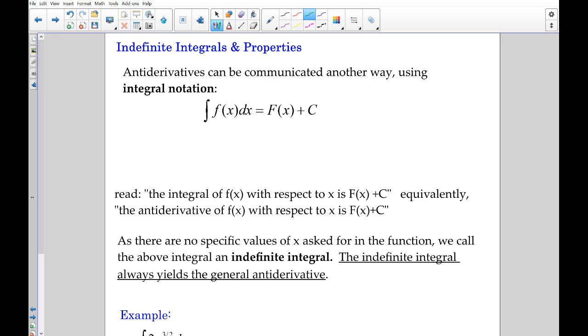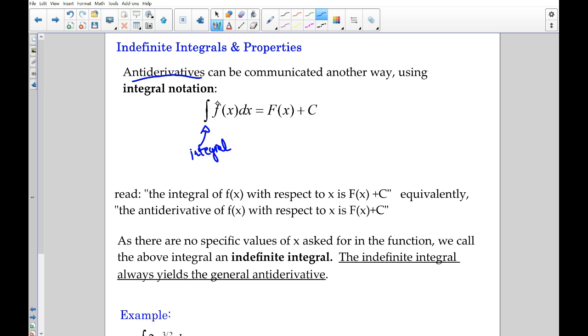This video is going to discuss indefinite integrals and properties related to indefinite integrals. The indefinite integral is another way of communicating an antiderivative. And the notation that goes with it is the following. So this symbol right here, this is called an integral sign.